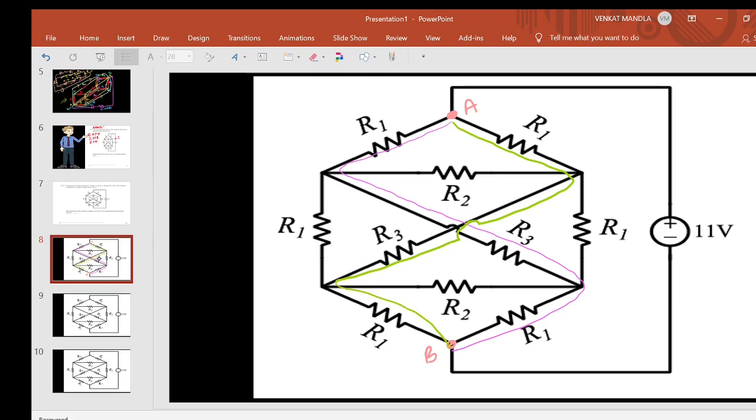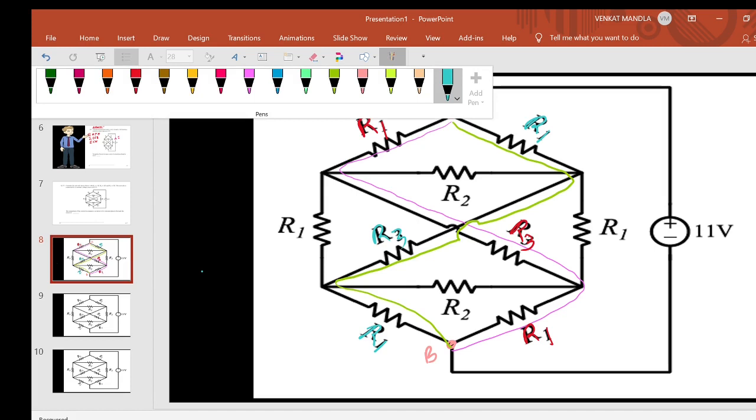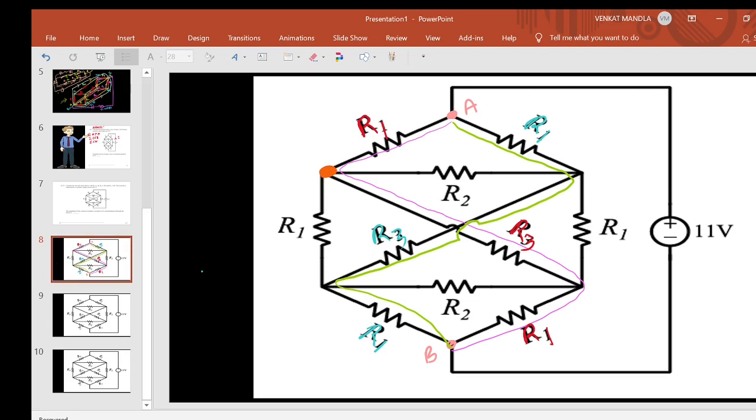So in these two paths, here I have R1, next R3, next R1, right? Here also, in this path, first R1, next R3, next R1. So now I will represent symmetrical nodes from A. After R1, let us say this point is V1. This point is V1 in this green path. After R1, this also must be V1. Next, in the pink path, after R3, let us say this is V2. In the green path, after R3, it must be V2, right?